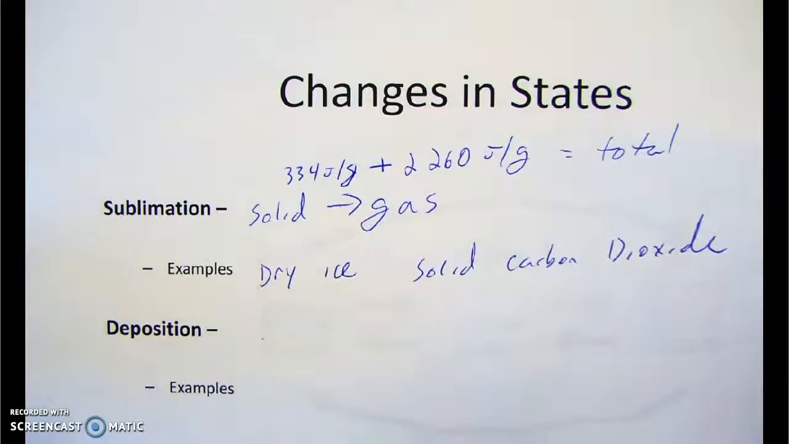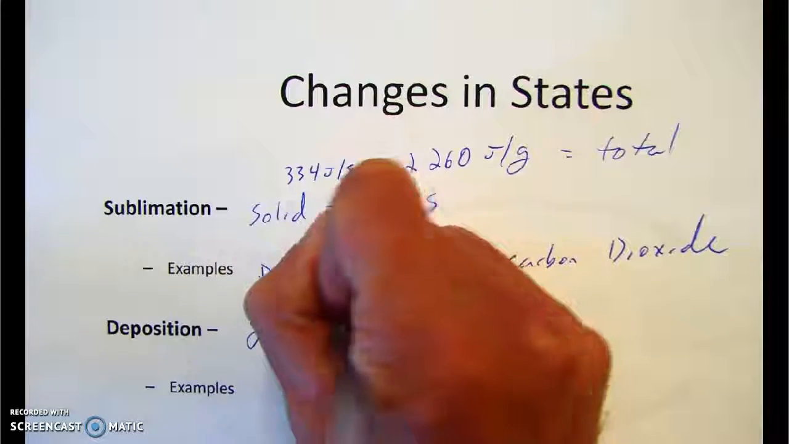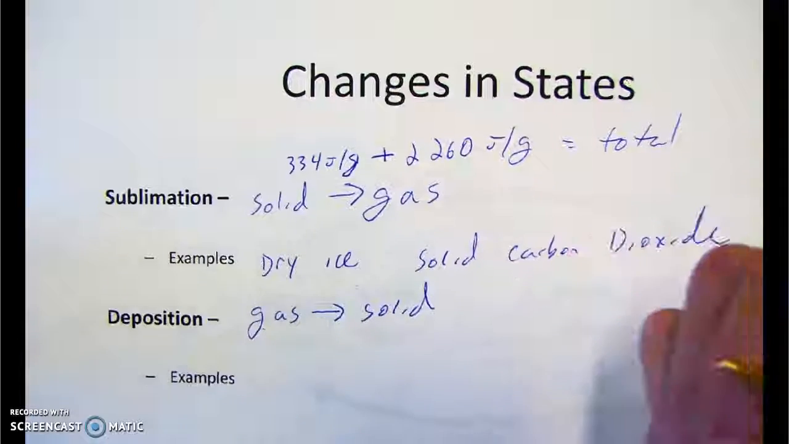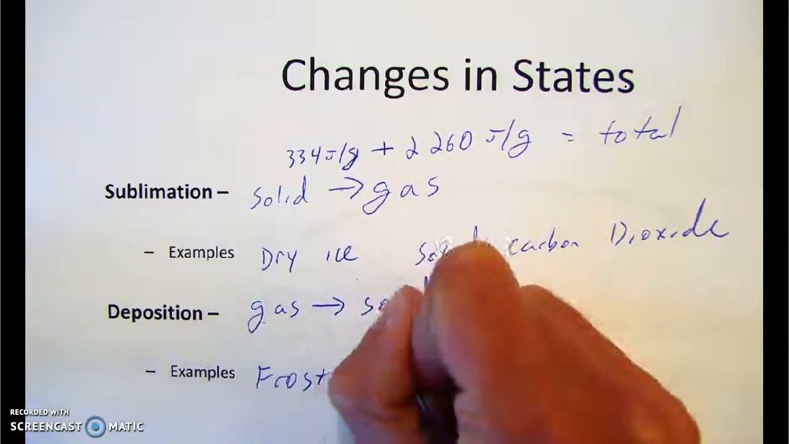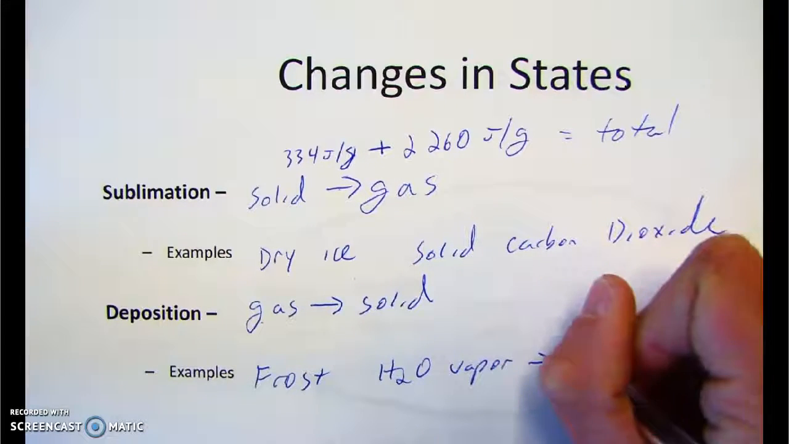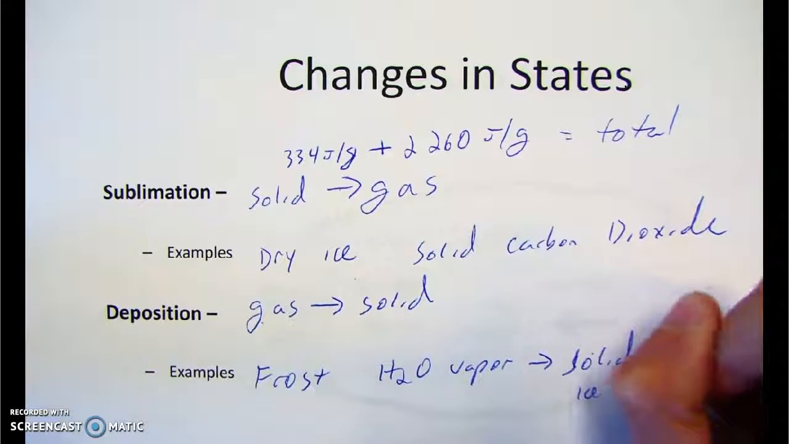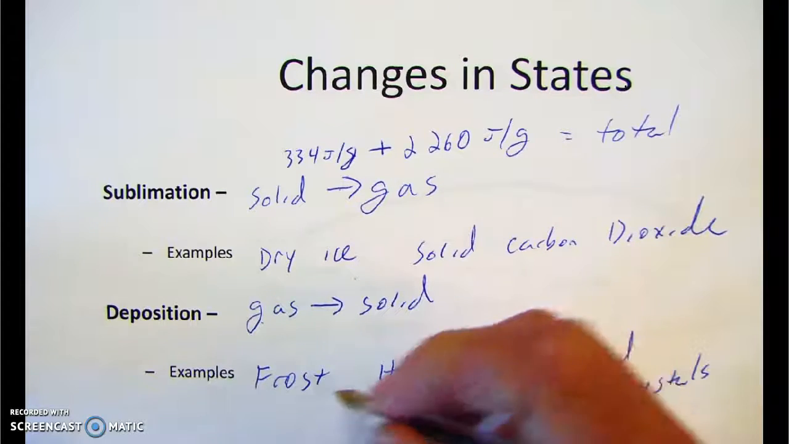And deposition is the opposite. Now we're going from a gas directly to a solid. A good example of this would be frost. We have water vapor in the air, and it gets very cold overnight, and it goes to solid ice crystals. We see those on the grass and on windshields of cars and so on, frost.